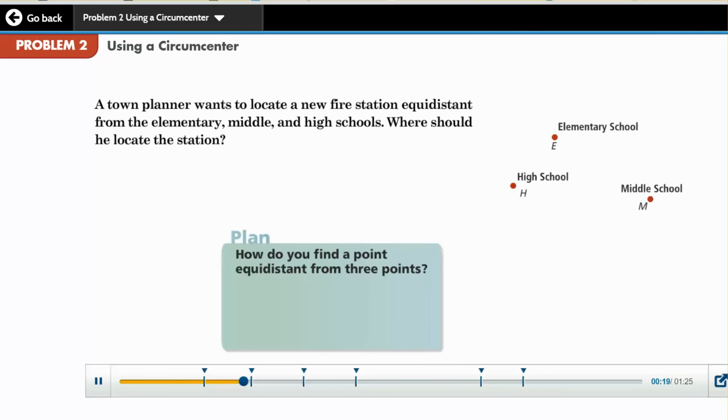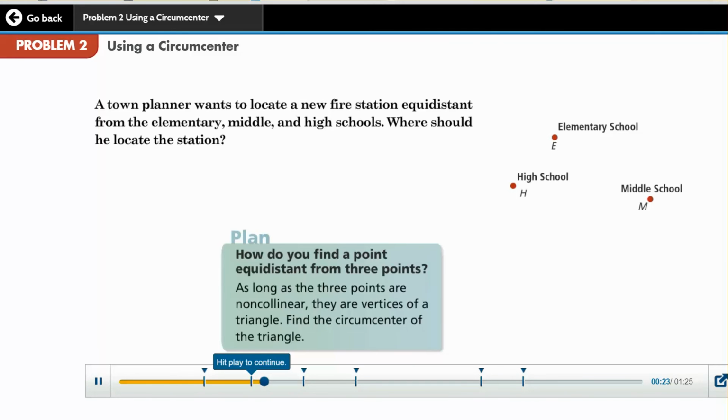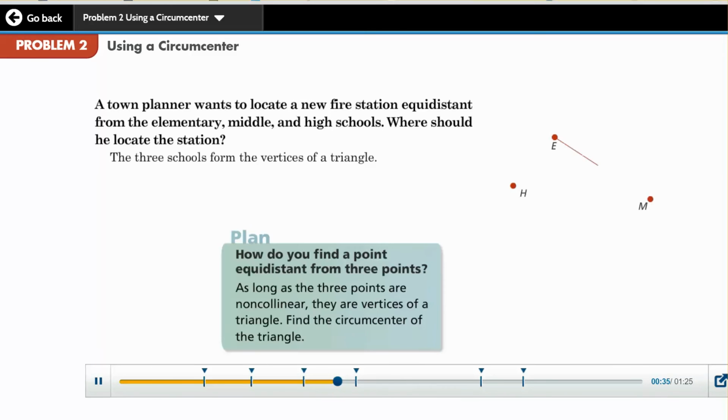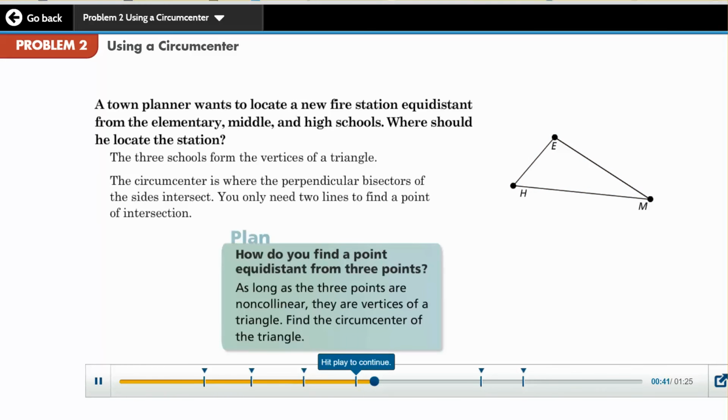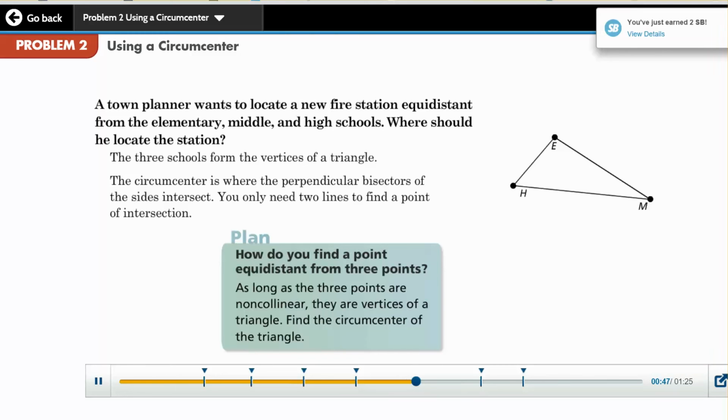How do you find a point equidistant from 3 points? As long as the 3 points are non-collinear, they are vertices of a triangle. Find the circumcenter of the triangle. The 3 schools form the vertices of a triangle. The circumcenter is where the perpendicular bisectors of the sides intersect. You only need two lines to find a point of intersection.